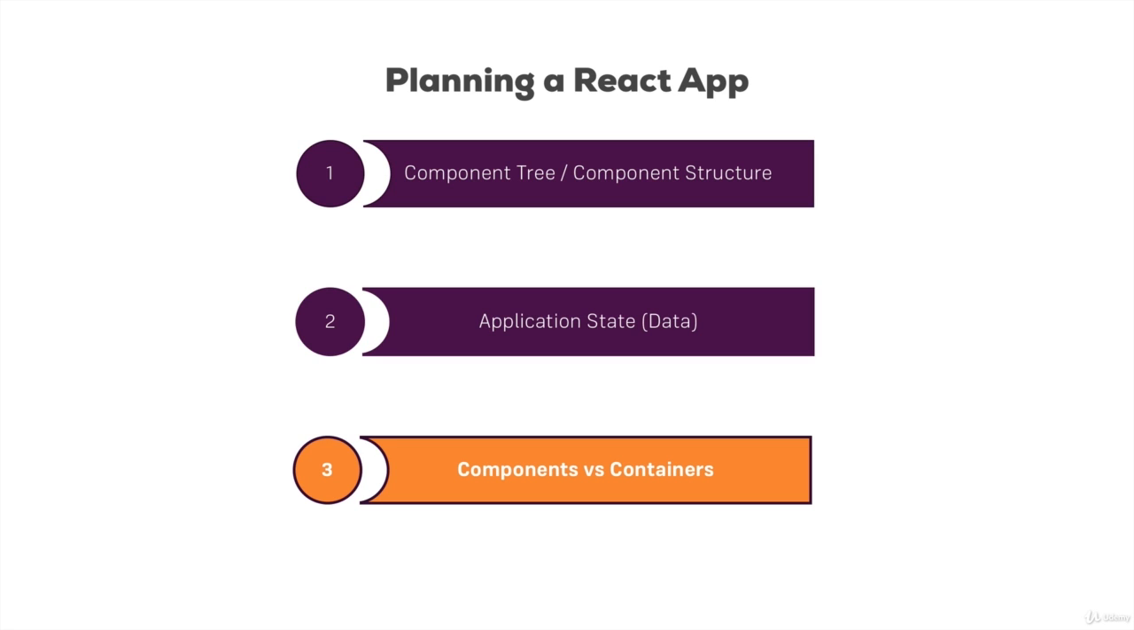These are the three steps I regularly go through, and these are the steps I want to go through with you together. We're going to plan our component tree, component structure, and then we're going to have a look at which state we need and what can be a component and what should be a container. And then we're just going to start building the application.